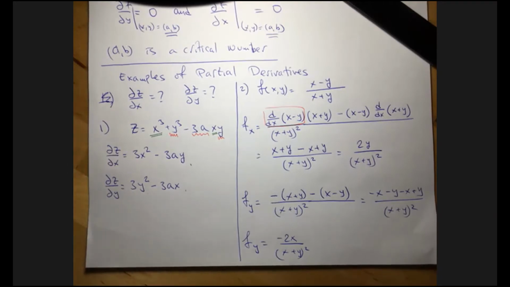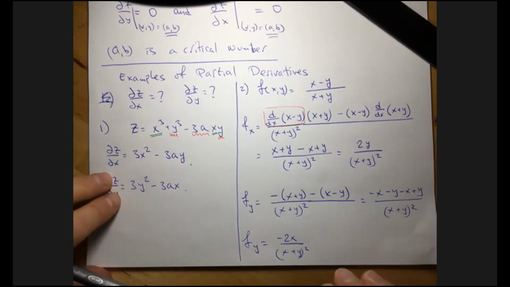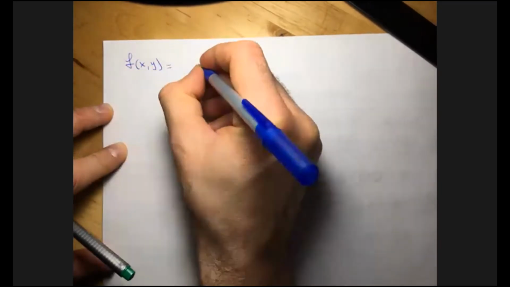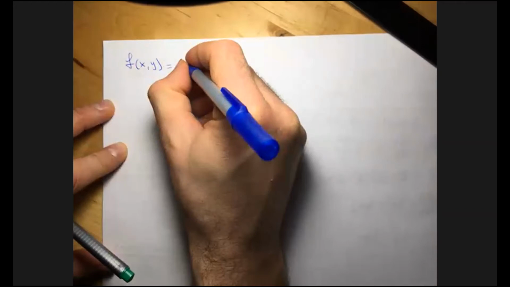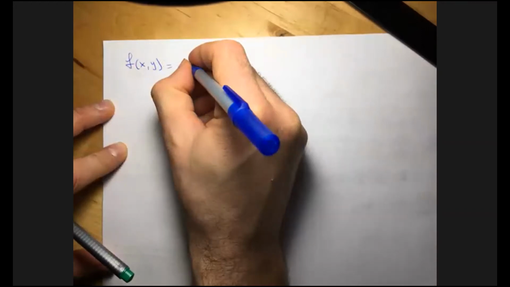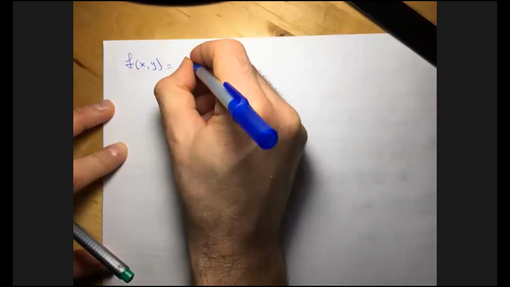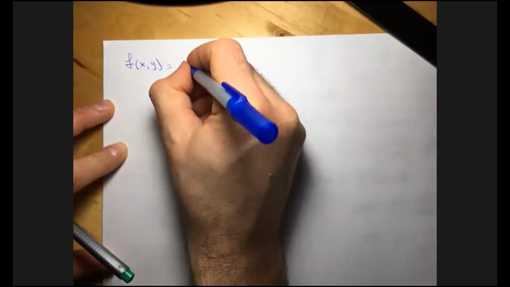Any questions? Okay, so let's do something interesting. f of xy is equal to arc sine of square root. Oh, what is going on here?